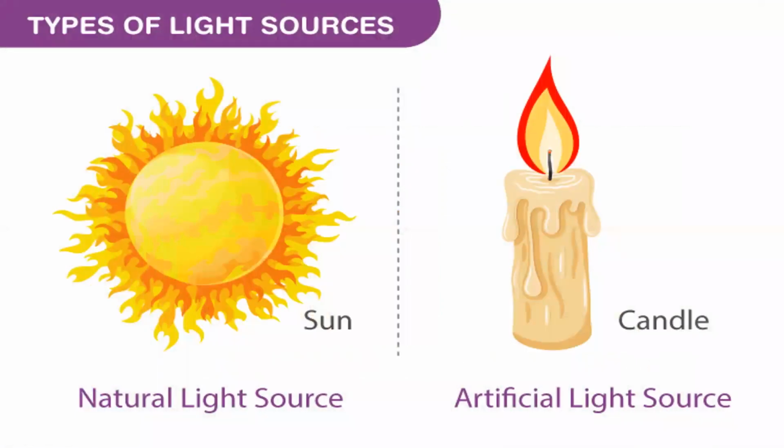Types of light sources. Any object that gives out light is called a source of light. Luminous objects are also called sources of light. Sources of light can be natural or artificial. Examples of natural sources of light are the sun, stars, etc. Examples of artificial sources of light are candle, electric bulb, and laser.